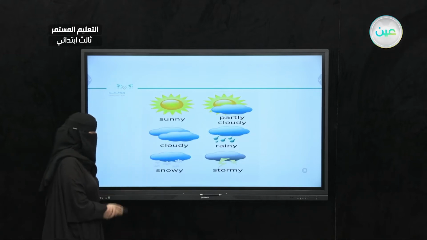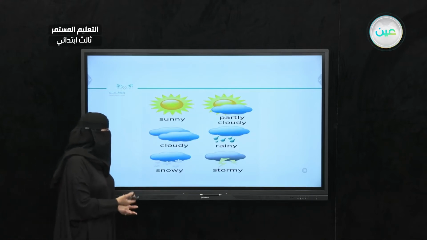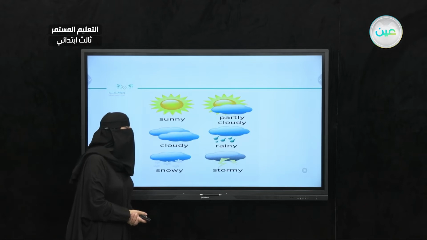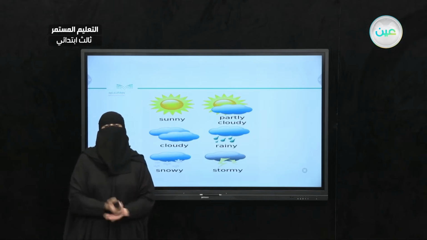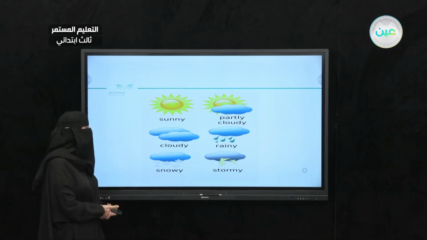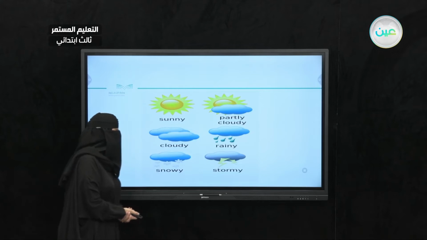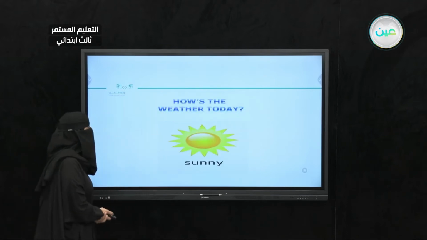Now I'll be reading them quickly and then we will talk about them one at a time. Sunny, cloudy, snowy, partly cloudy, rainy, and stormy, okay? Let's read one more time. Sunny, cloudy, snowy, partly cloudy, rainy, and stormy. Very good.